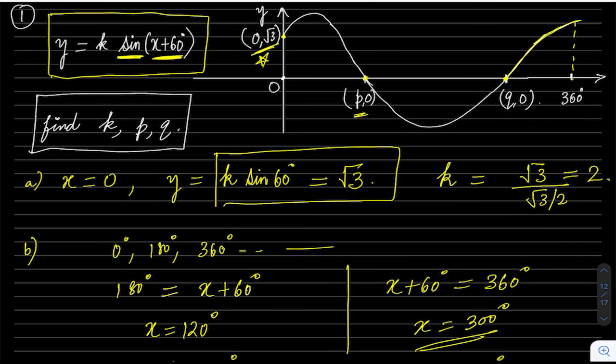So this is how the graphs will help you, if you remember where it is 0, what the period is, and so on.